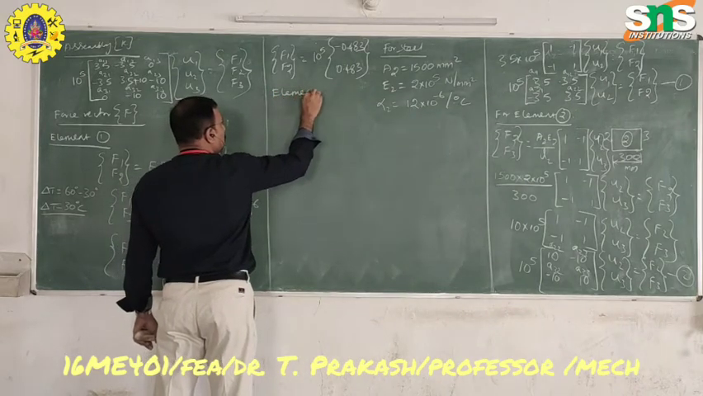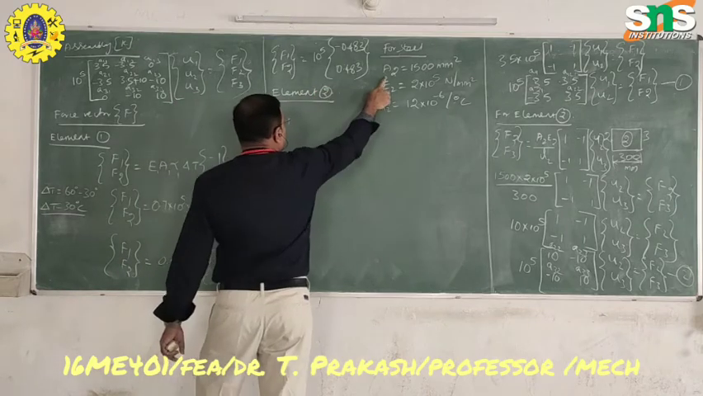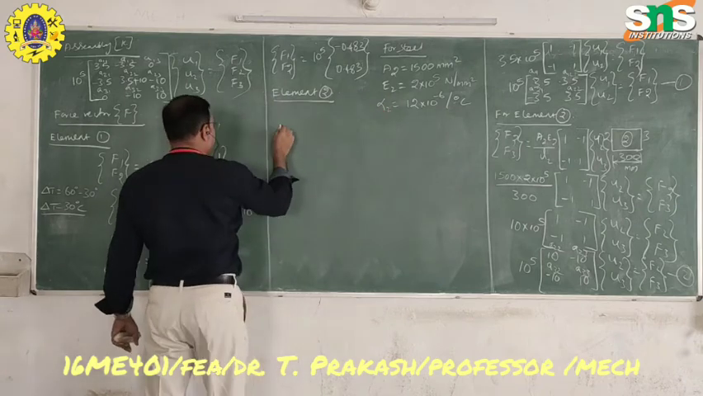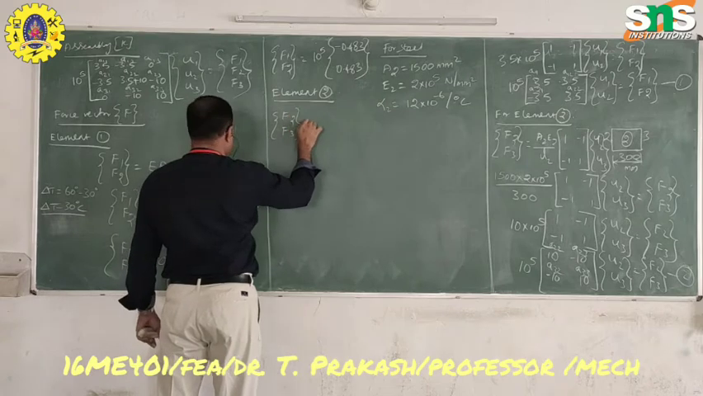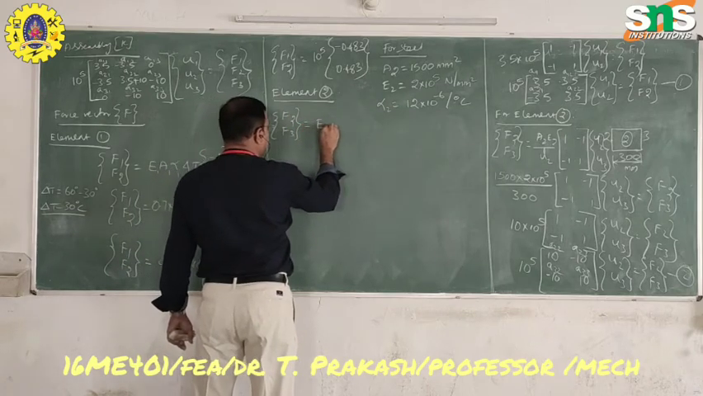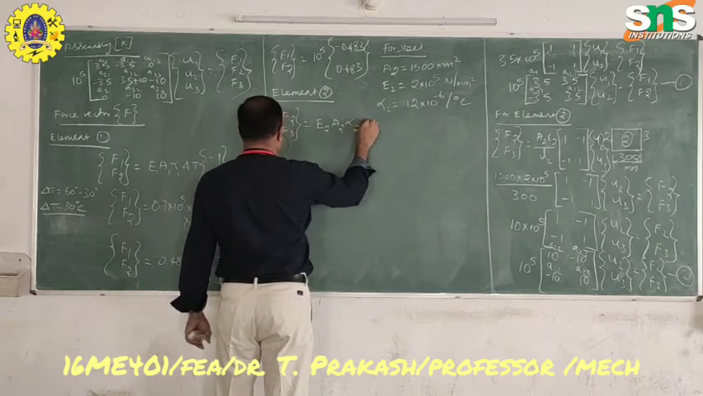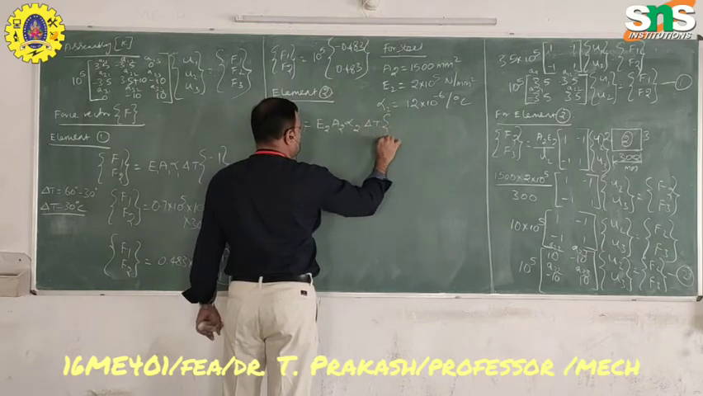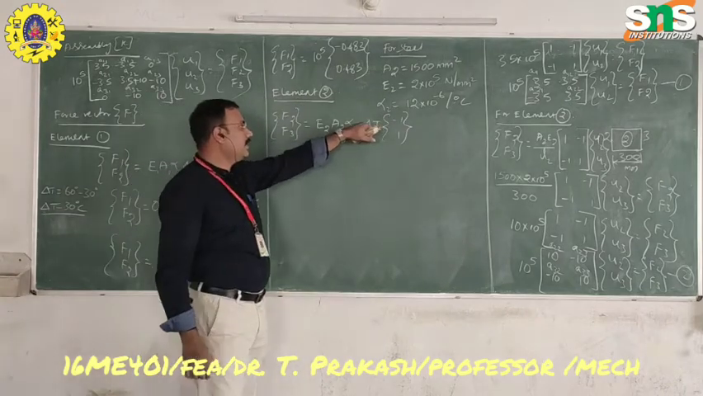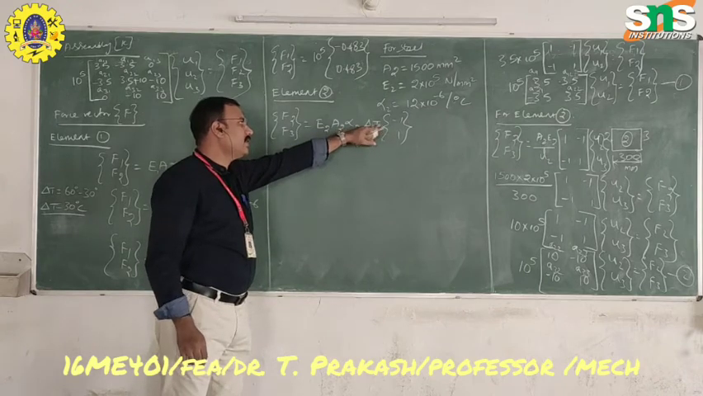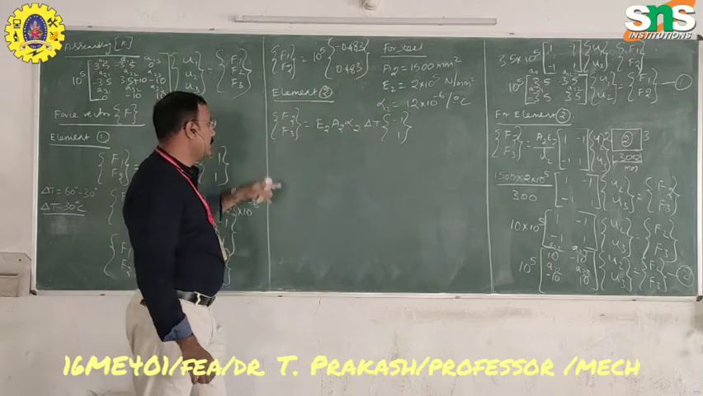Element 2 is copper. We know E, A and alpha. Therefore, write the formula once again. F2 and F3 is equal to E2, A2, alpha 2, delta T times minus 1, 1. So please remember this formula, EA alpha delta T, where the change in temperature is given along with the thermal coefficient. Remember this formula to find the force vectors.